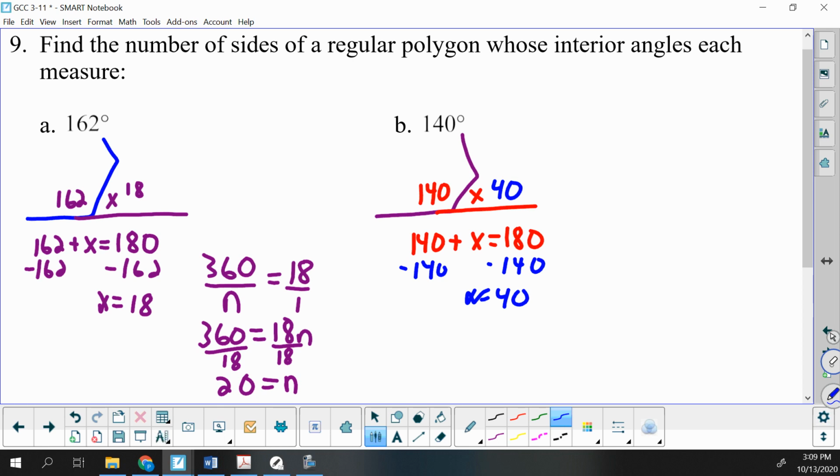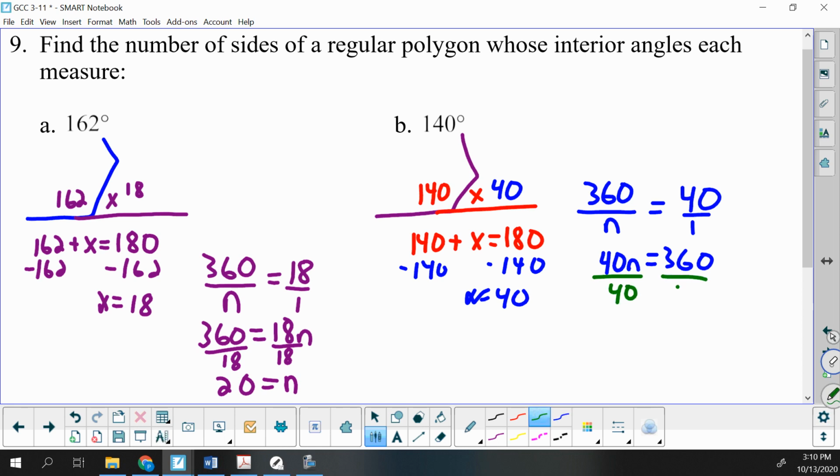So now we'll do 360 divided by the number of sides, n, which we don't know, is equal to one exterior angle, which is 40, over 1. And let's cross multiply. 40n equals 360. Divide both sides by 40. We'll just get that n is equal to 9. Because the zeros, imagine dividing them both by 10, so that's just 36 over 4. 36 over 4 is 9 sides.